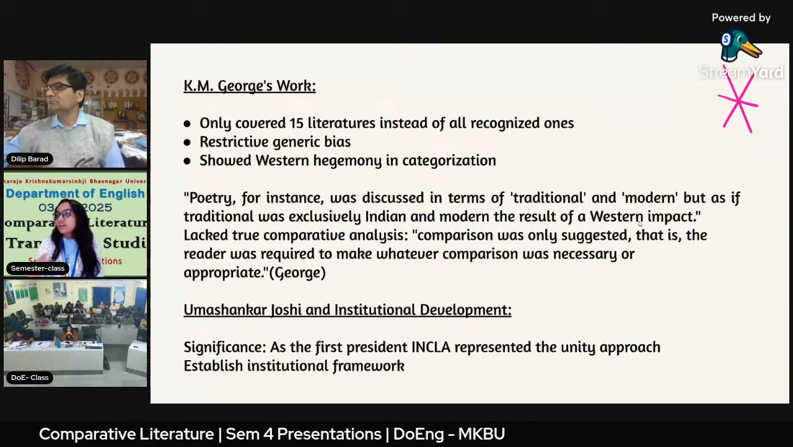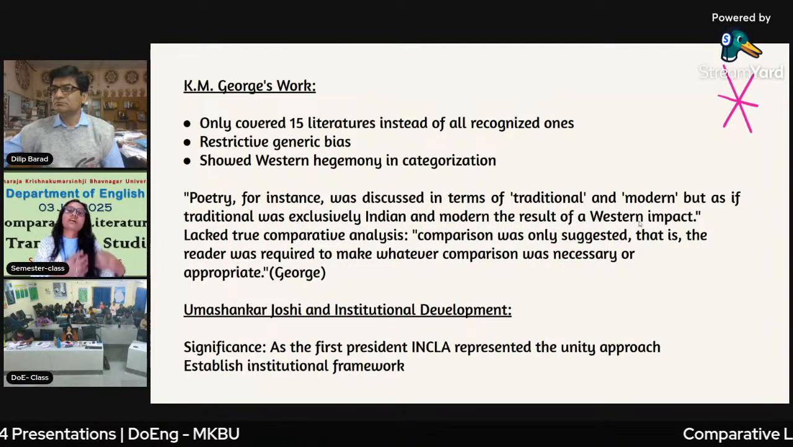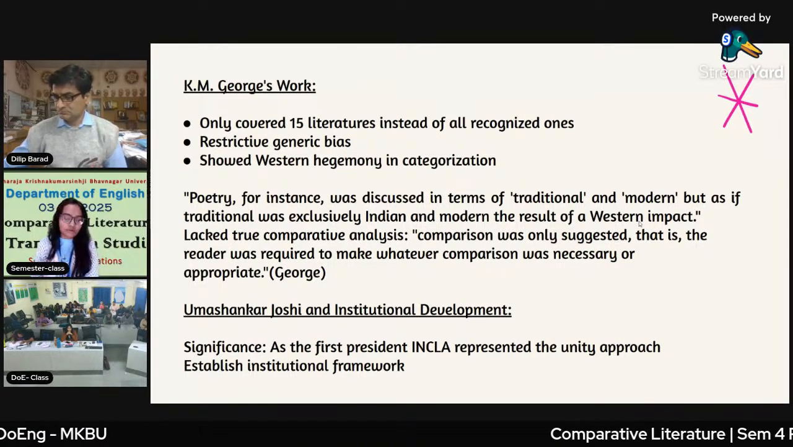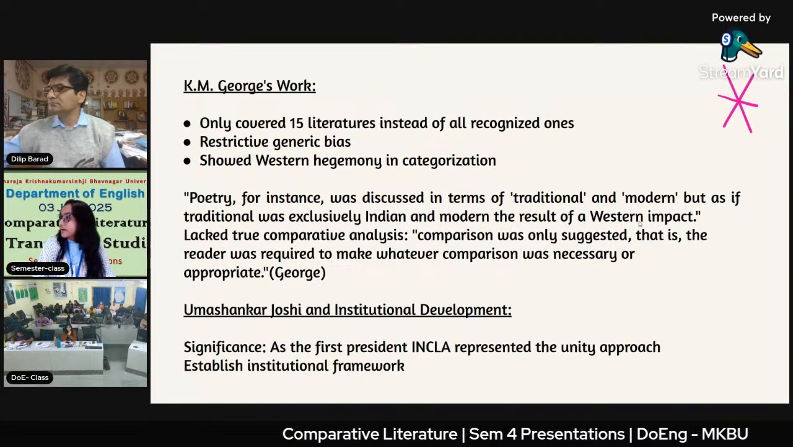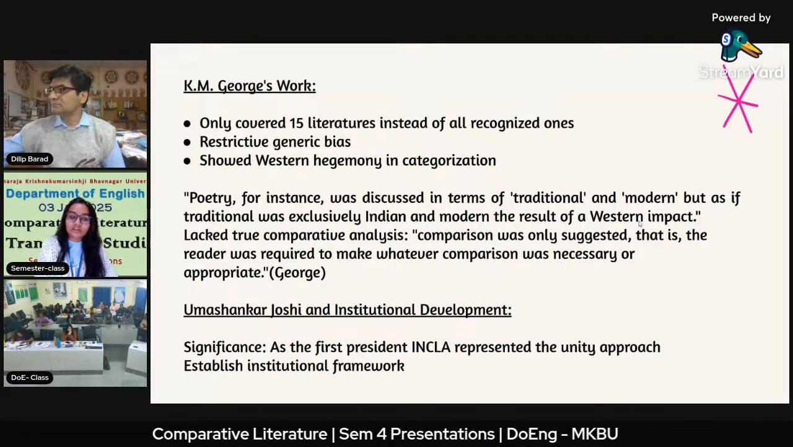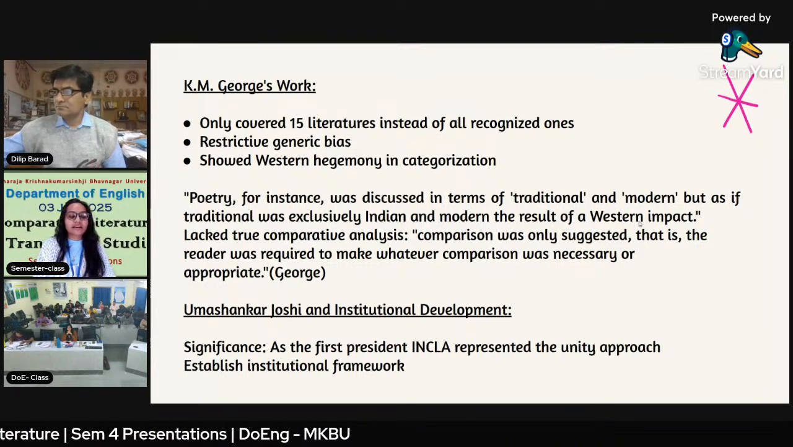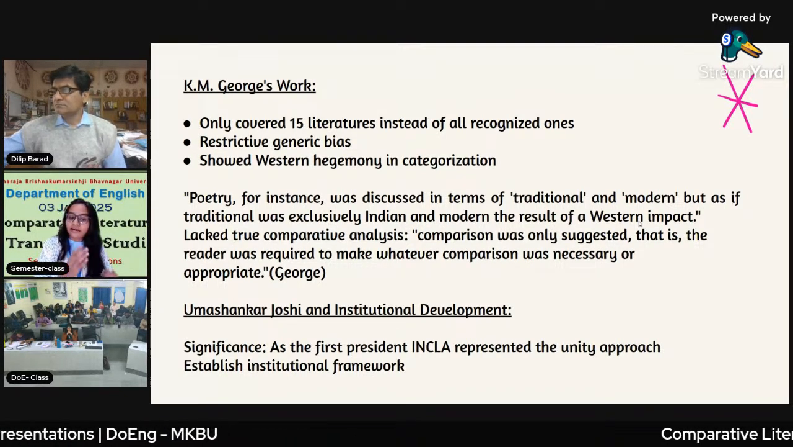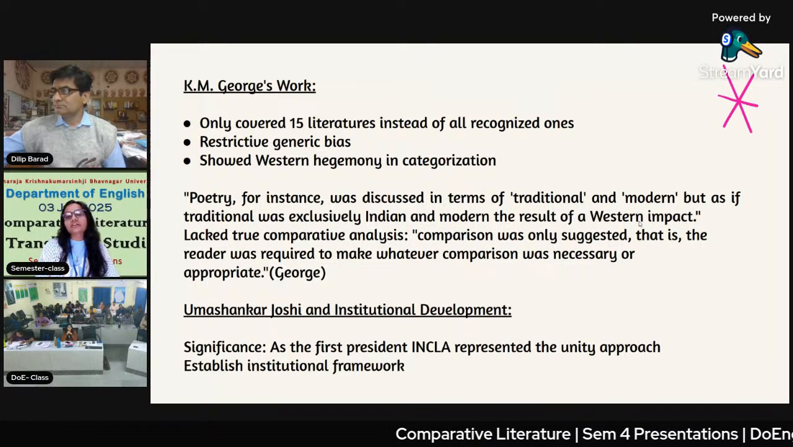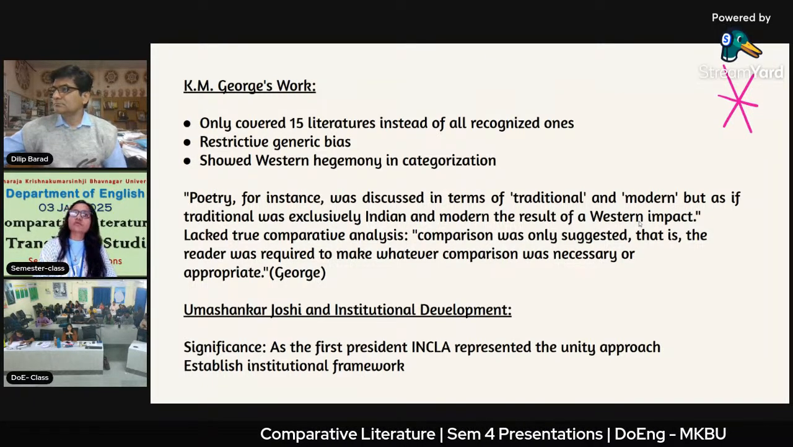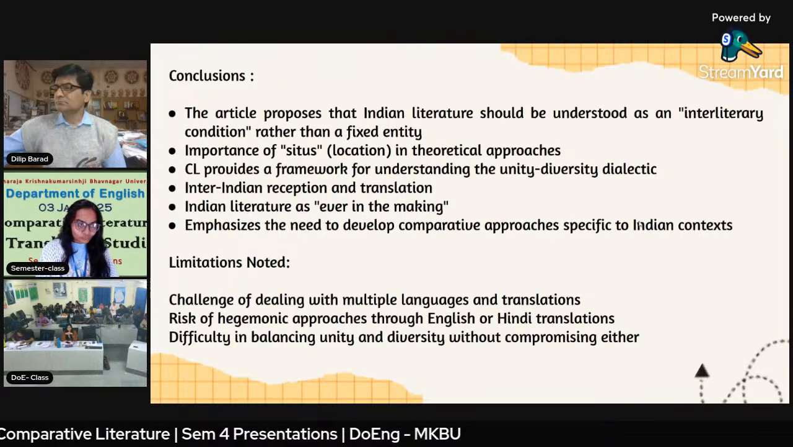That's why Amiya Dev provides a counter-argument about what we should not do while doing Indian comparative literature studies. Next in line, he provides an argument by Umashankar Joshi and Anantha Murthy, who, as president of the Indian National Comparative Literature Association, represented the unity approach, and also provided an institutional framework to study Indian literature.